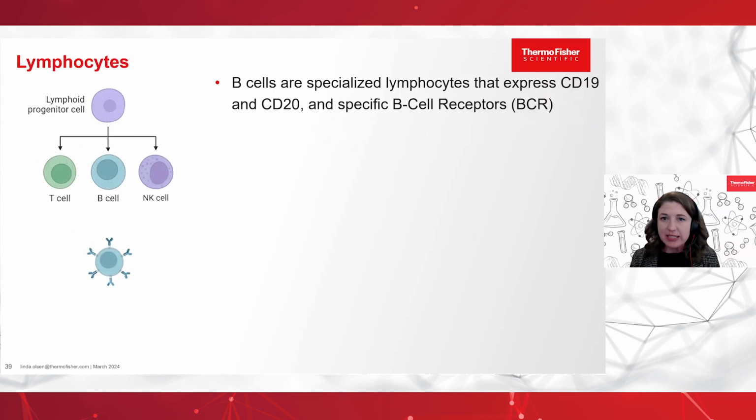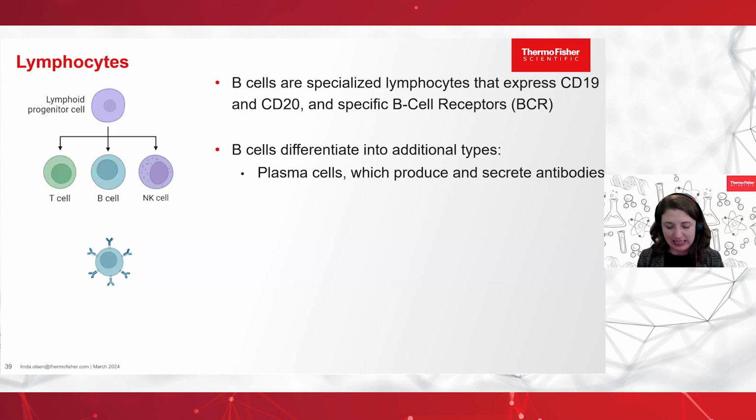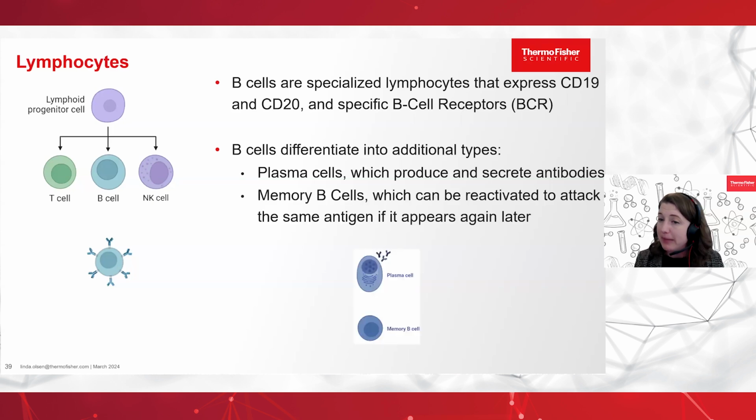Now, additional lymphocytes are the B cells. They express CD19 and CD20 and specific B cell receptors. They also differentiate into additional types: plasma cells, which produce and secrete antibodies, and memory B cells, which can be reactivated to attack the same antigen if it appears again later.